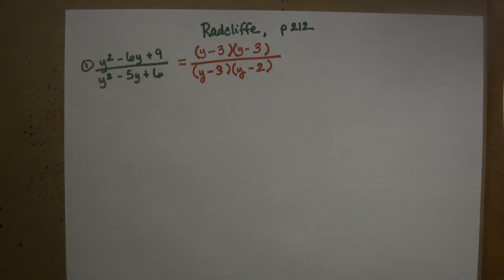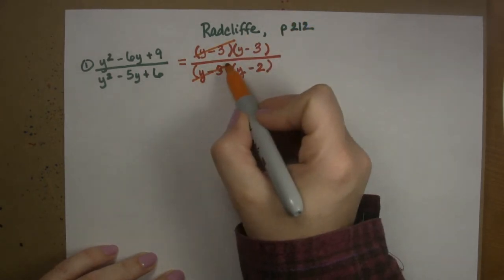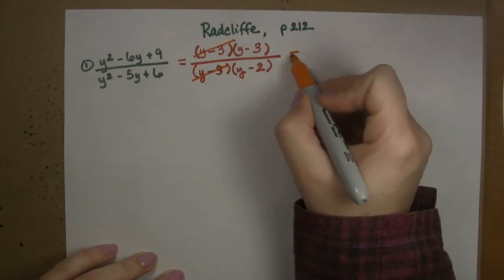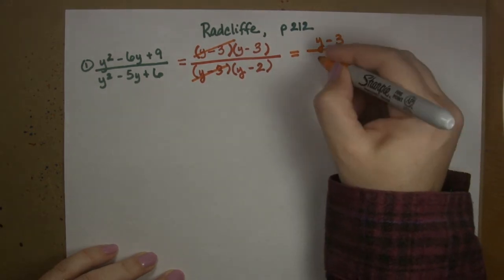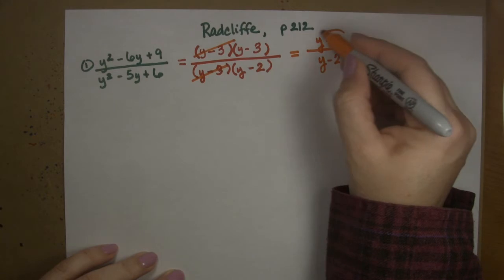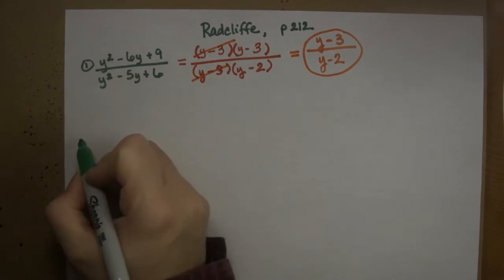So now that I've gotten this far, I get to cross some things off. So I'll cross a negative 3 in the numerator and a negative 3 in the denominator. And that leaves me with an answer of y minus 3 over y minus 2. And that is as far as I can factor that problem. All right, let's take a look at number 2.